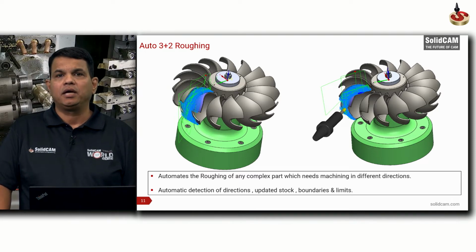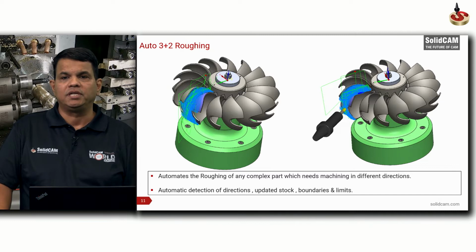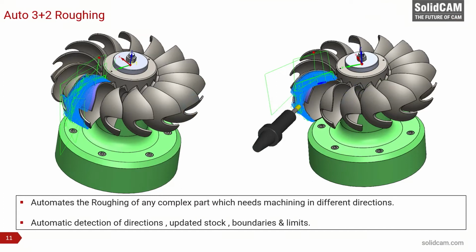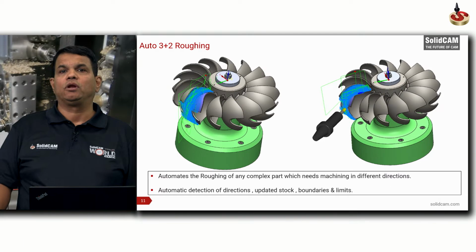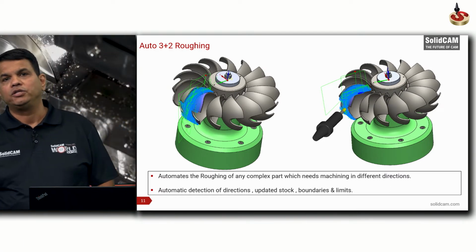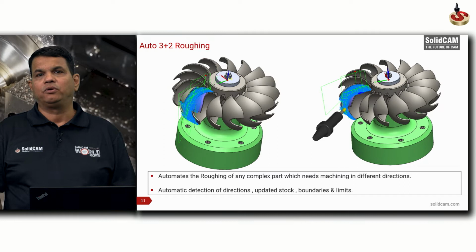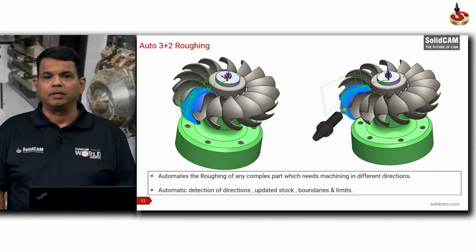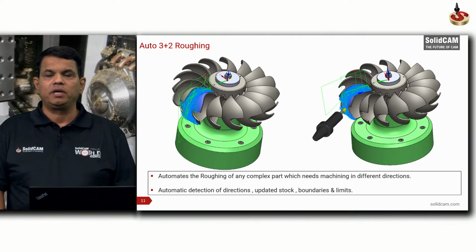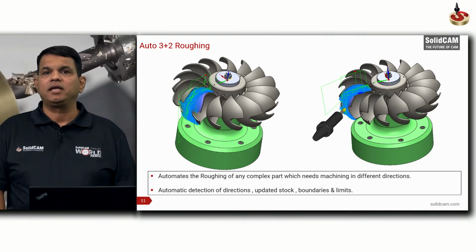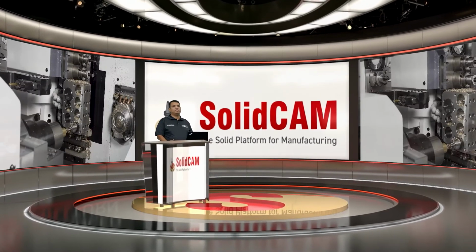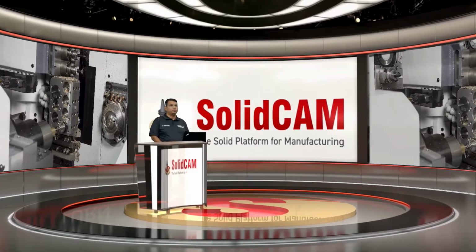This is completely taken out. This particular part, for example, what you're seeing is about 500 millimeters in diameter, and this particular Auto 3+2 roughing took less than 45 seconds to create in SolidCAM 2022. Remember that in SolidCAM 2022, Turbo HSR is about 3 to 4 times faster, so that effect is also seen here in Auto 3+2 roughing. It detects the directions automatically, it detects the stock automatically, and it also detects the boundaries in which it needs to machine automatically. So most of the work is done automatically by Auto 3+2 roughing.